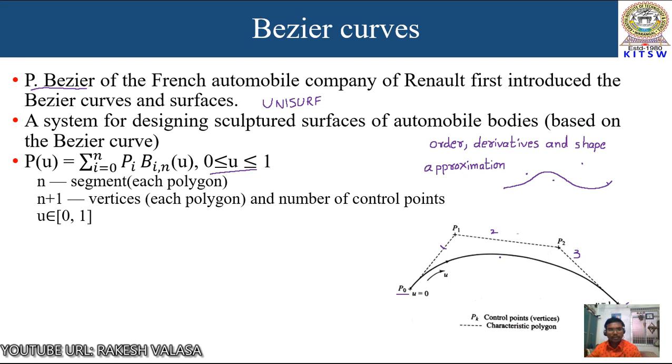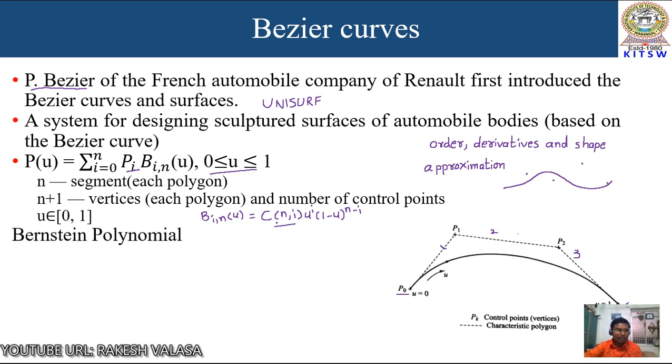Where P of u is any point on the curve, and Pi is a control point, Bi,n are the Bernstein polynomials. That is, the Bezier curve has a Bernstein basis. The Bernstein polynomial serves as the blending or Bezier function. Now we can write B suffix i,n of u equal to C of n,i u power i into 1 minus u power n minus i. This is the Bernstein basis function, blending or basis function, where C of n,i is the binomial coefficient.